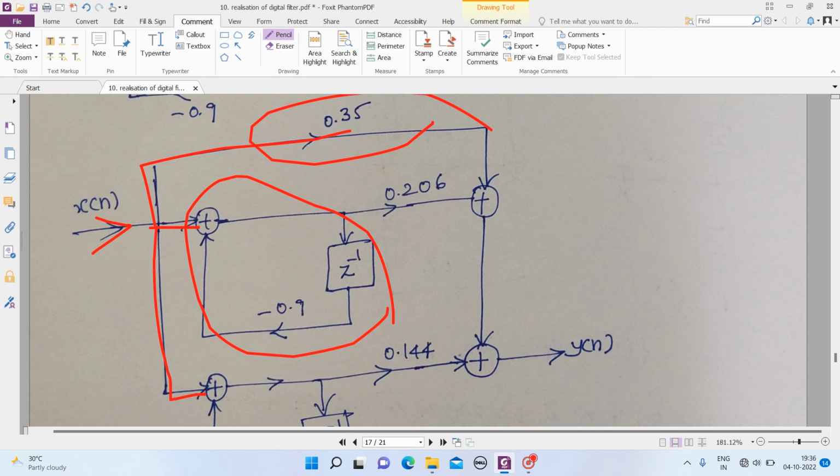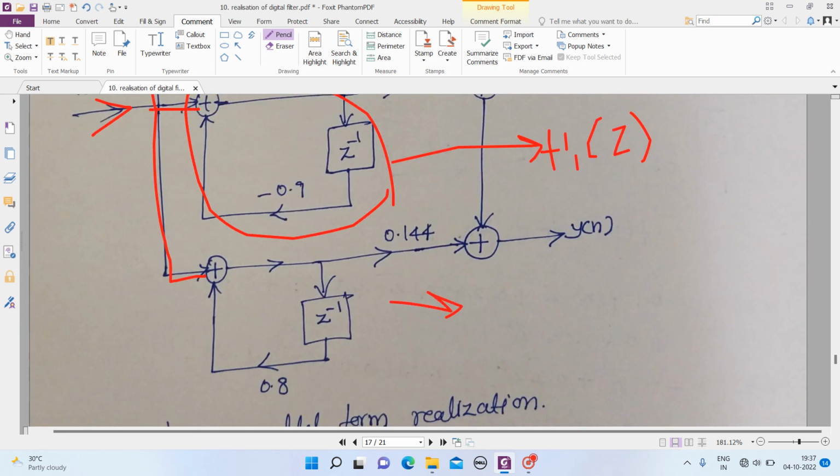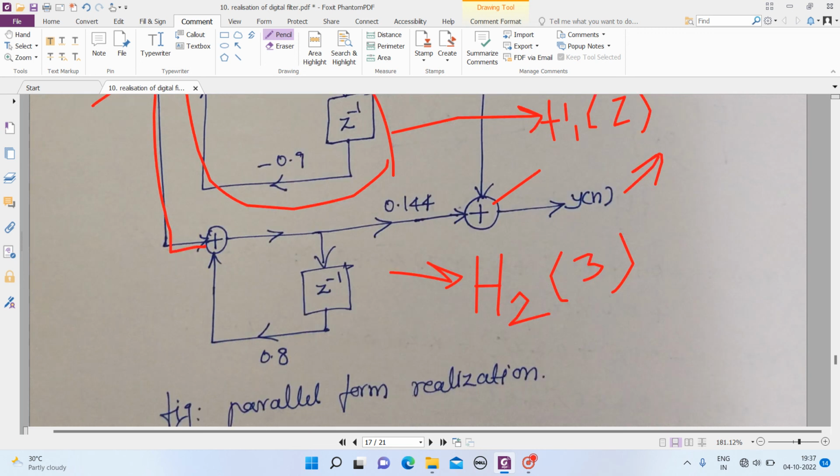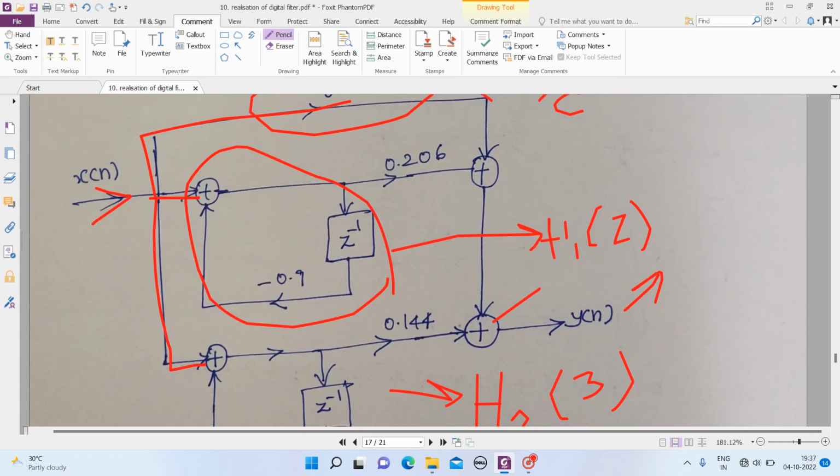So I have to write them one below the other, then I have to add these terms, first constant and h1 of z. This is h1 of z, right? This is constant, right? This is h2 of z. So we have to add all the terms using an adder element. This is an adder element, right? So this is my final output. This is the parallel form realization of the above problem.